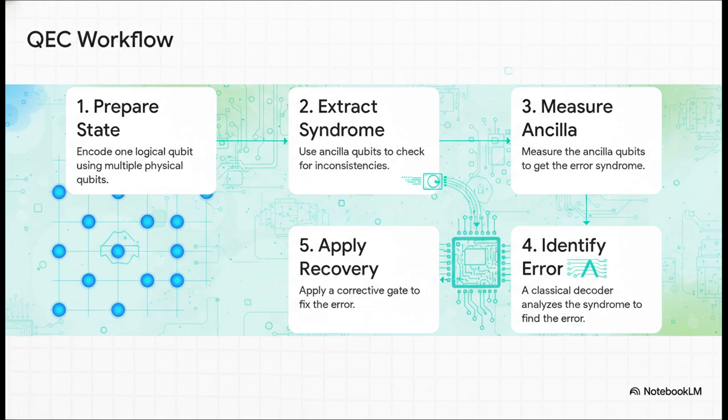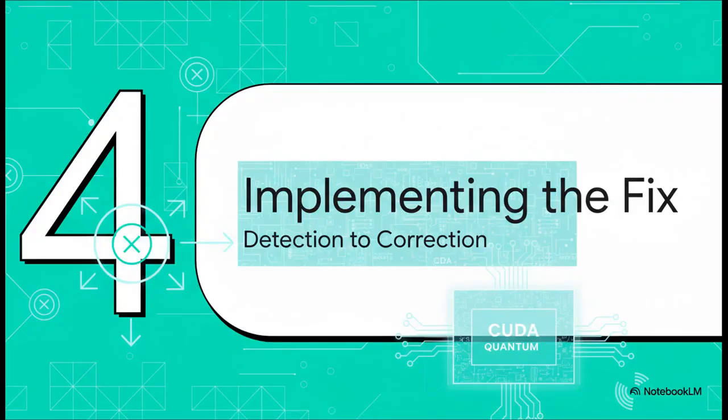First, we encode our data across multiple physical qubits. Then we run this continuous loop. We use those ancilla qubits to check for errors, we measure them to get the syndrome, then we use a classical computer to figure out the error, and boom, we apply a quantum gate to correct it. So let's see how all that logic actually translates into code.